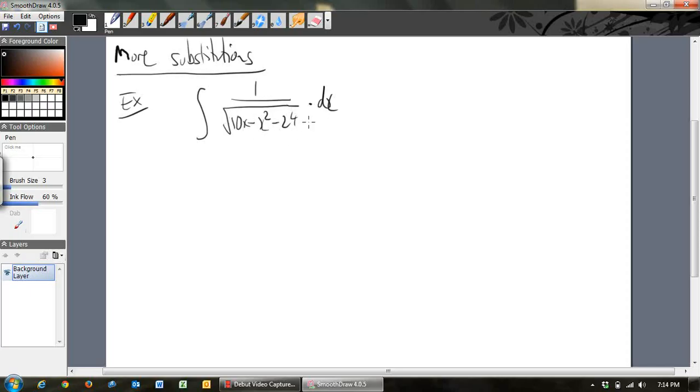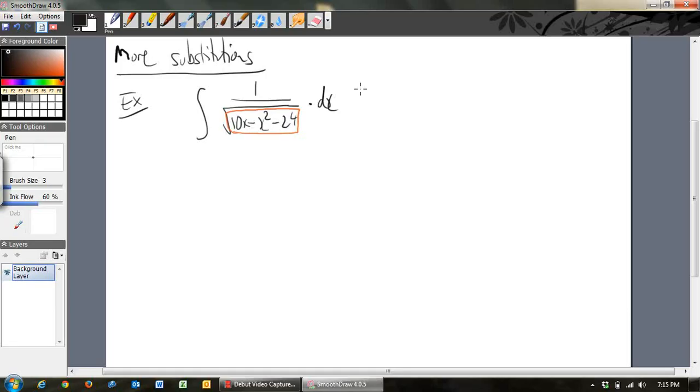We've got an inside function down here. What's the derivative of that? The derivative will be negative 2x plus 10. That doesn't appear on the top line of this integral, so that doesn't help us either. What we can do with quadratics is complete the square. If we complete the square, we get another inside function that might help us take the antiderivative.